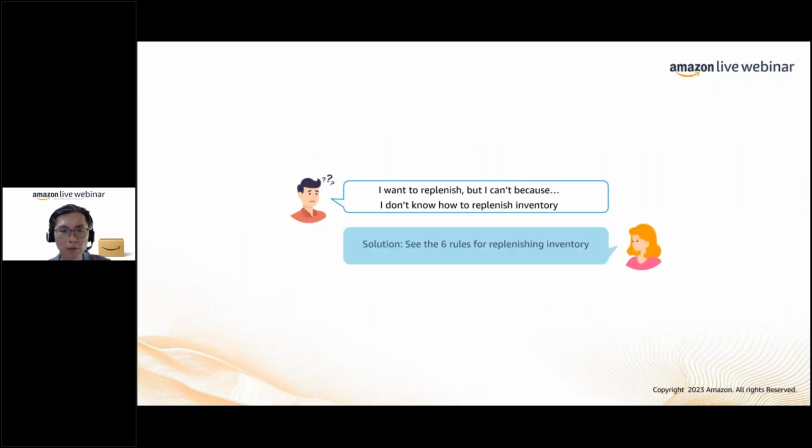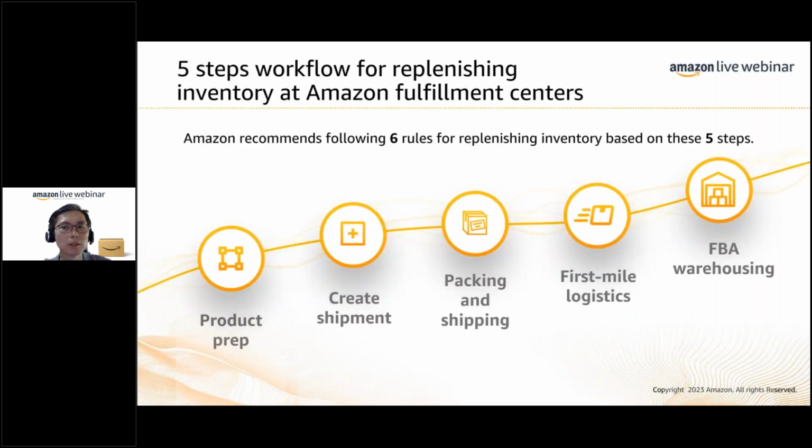Right. So the other way, or rather the final way to get to know how you can replenish your inventory, there are some steps of workflow that we'd like to share. All right, these are the 5-step workflow for replenishing your inventory at the Amazon Fulfillment Center. So we do have some rules that we suggest for you.